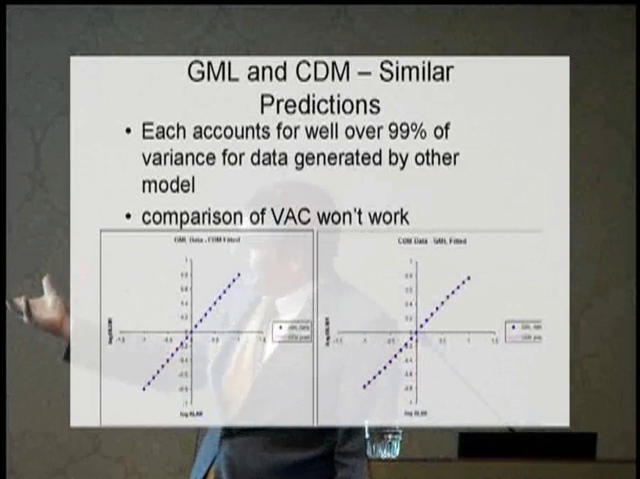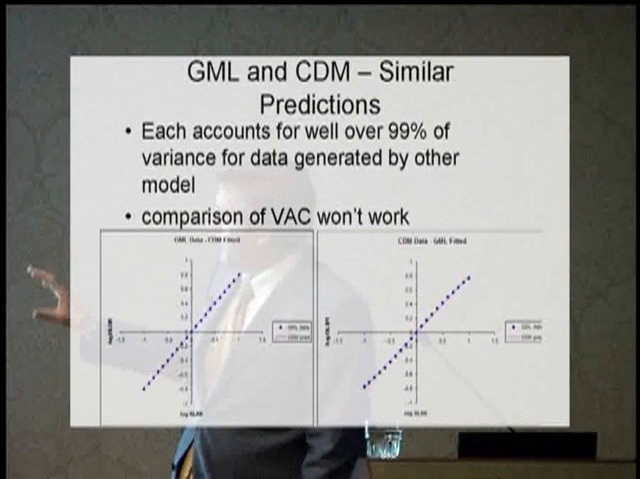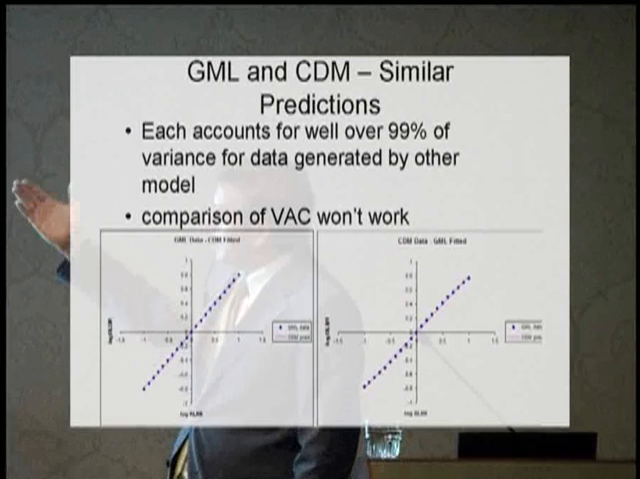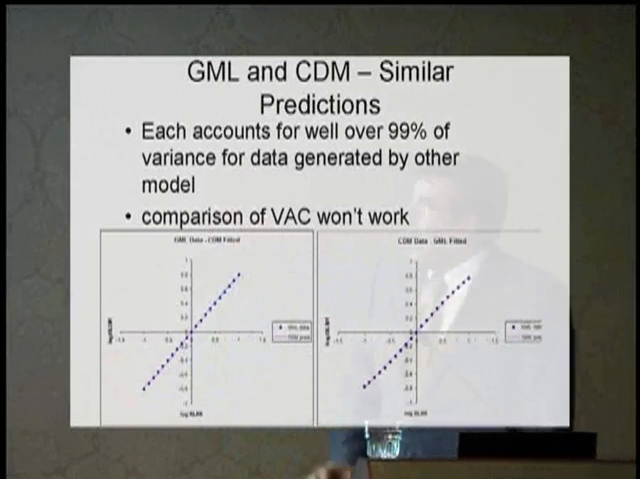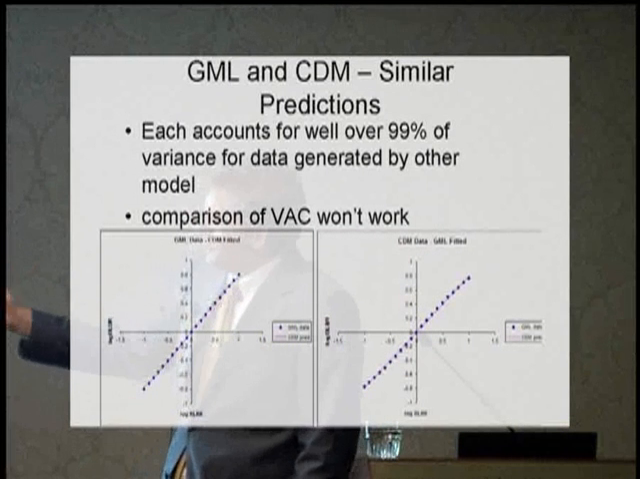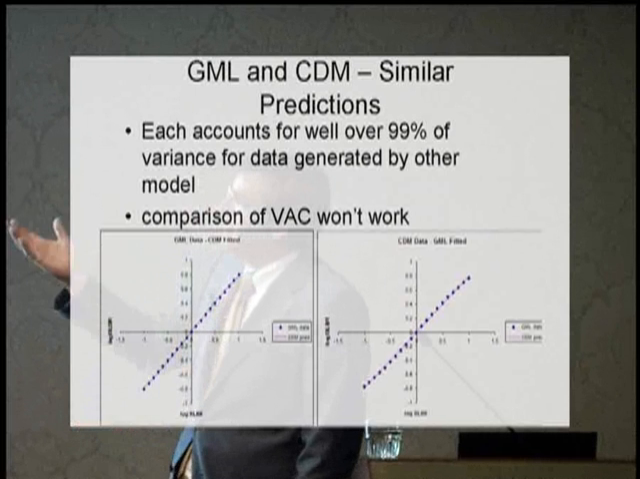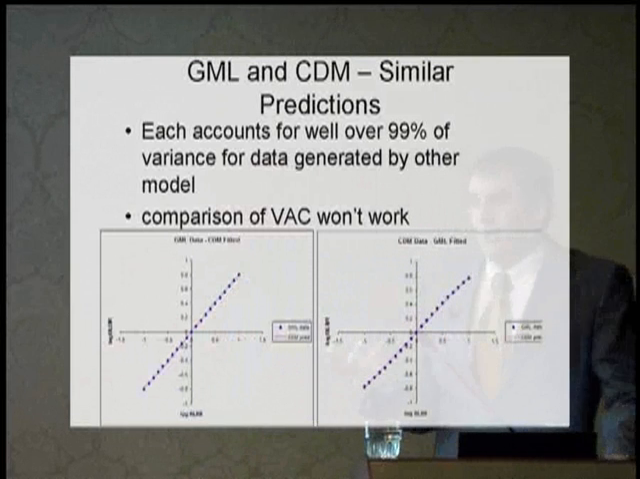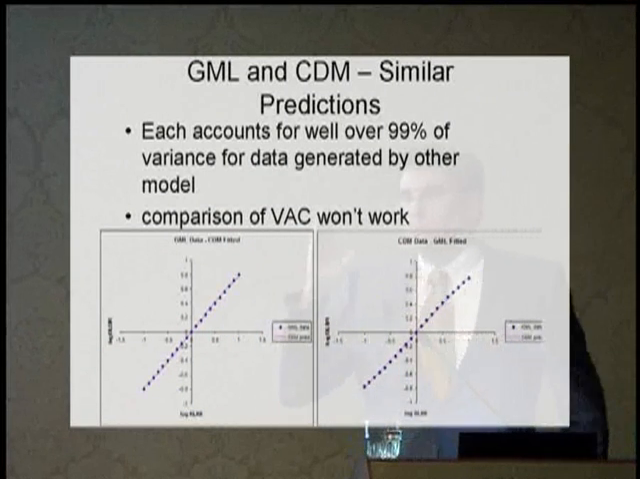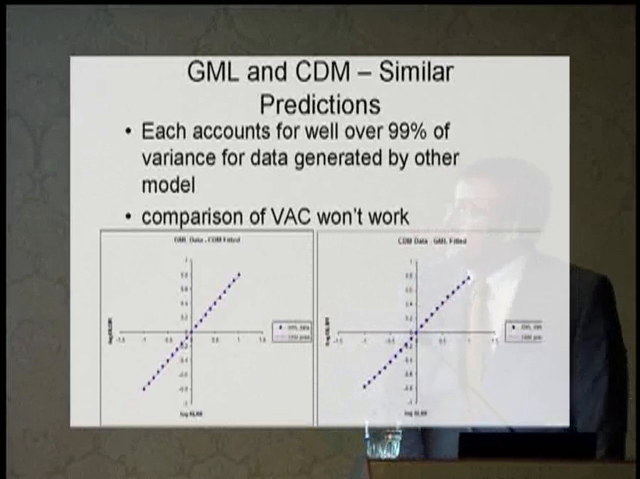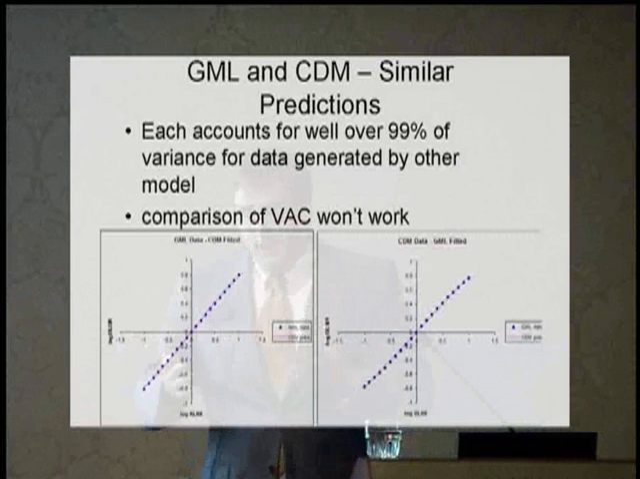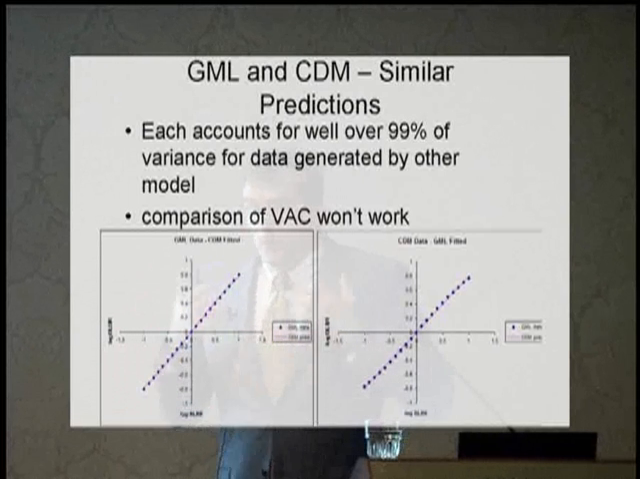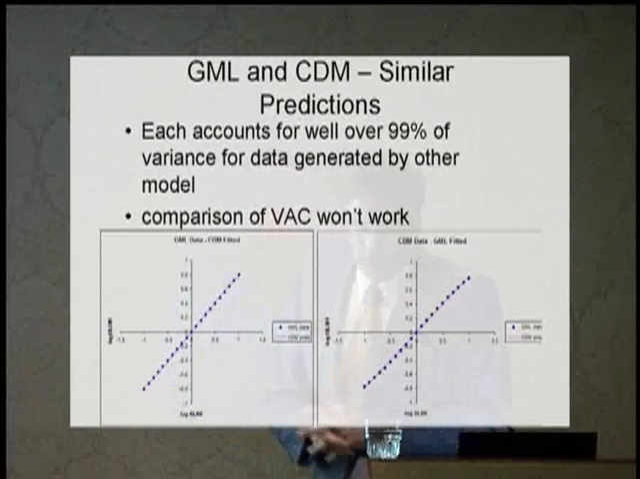And then in the right-hand panel, I turned the tables. I used the contingency discriminability model to generate the data. So the blue data points are calculated from the contingency discriminability model, and I fitted the generalized matching law. And as you can see, the predictions of the two models, as shown by the pink lines, are very close. In fact, each model is accounting for well over 99% of the variance in the data generated by the other model. In other words, these predictions are almost right on top of each other. And that means that simply fitting these models, like taking a data set and fitting the generalized matching law and the contingency discriminability model to the same data, won't work, because the models will account for very similar proportions of variance.